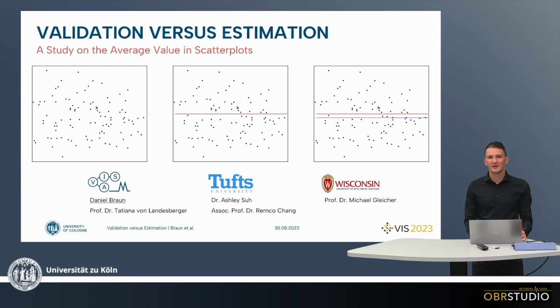Hello, I'm Daniel Braun from the University of Cologne, and this presentation is about the visual validation of the average value in scatterplots and its performance compared to visual estimation. The paper is the result of a collaboration of computer scientists from the University of Cologne, Tufts University, and the University of Wisconsin-Madison.